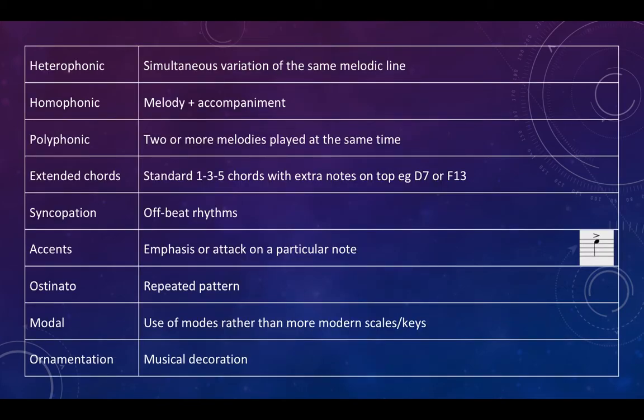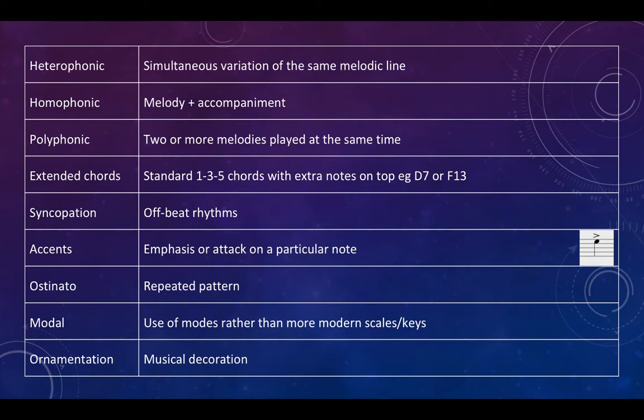Then extended chords. So we know that chords are formed with the root, the third and the fifth of the scale. So 1, 3, 5. An extended chord is where you have extra notes on top, like a 7 or a 13.